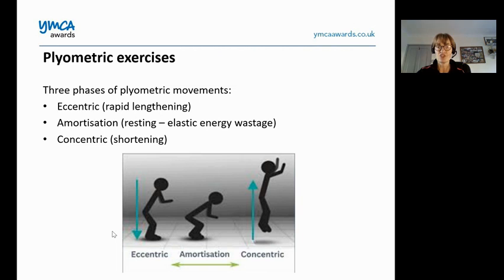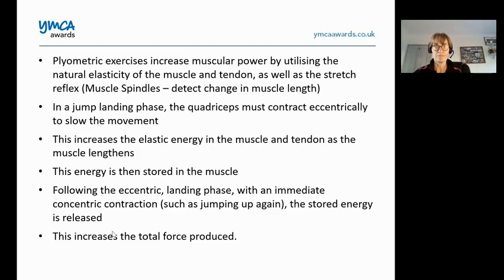Here we go. This shows a little picture of those three phases I just talked about: our eccentric, our rapid lengthening, then that amortization, the phase in the middle where we're actually losing elastic energy. So we want that phase to be as short as possible. And then that dynamic concentric part where the muscles are shortening and we're getting more power as a result of having that eccentric phase first of all.